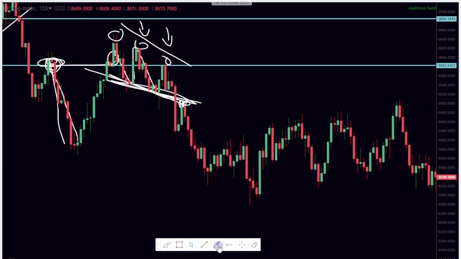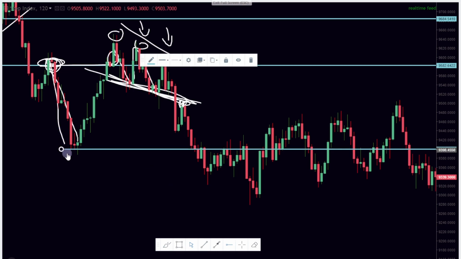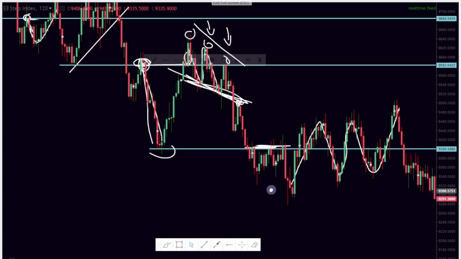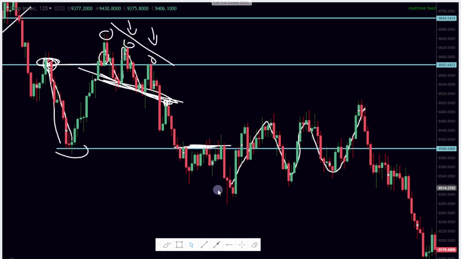Let me just extend our support here. So as you can see, we had our support, and then price in the near future came and tried to retest it, but it couldn't go down any further, and then it broke it going up high. Again, it tried to break it down, it failed going up high, until it formed some kind of a pattern or a structure around this level.